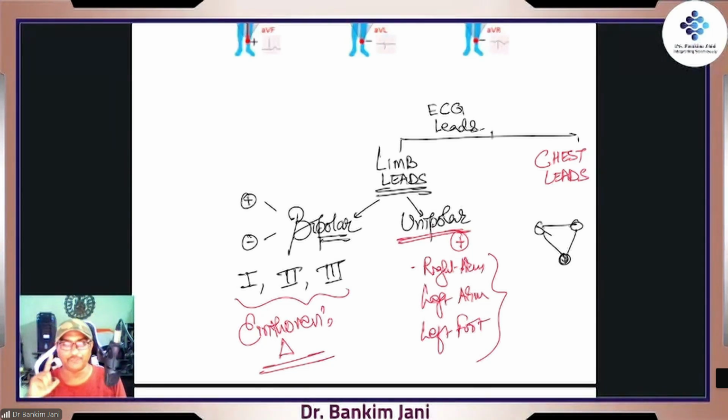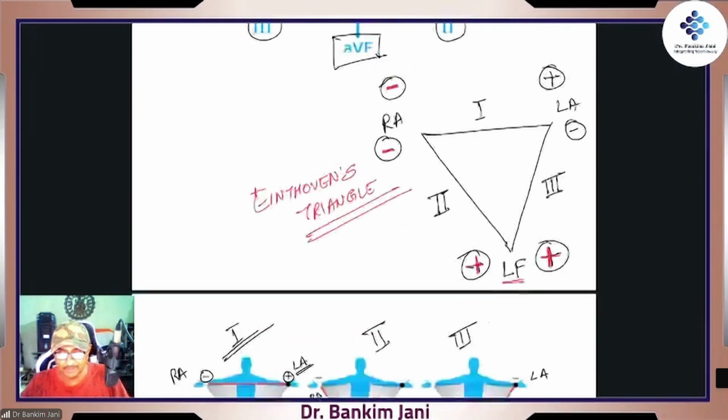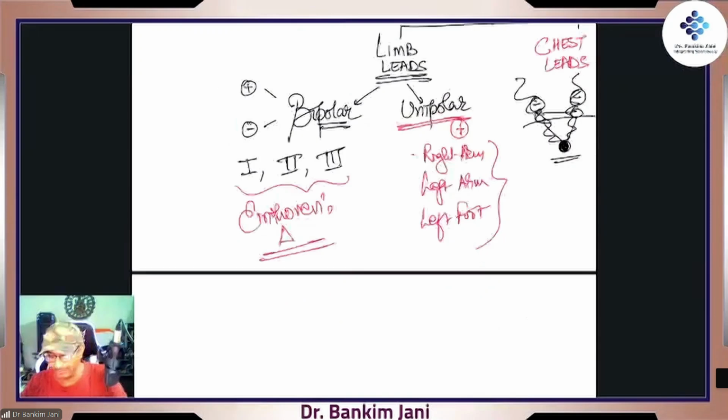This is a bit of physics and a bit of electronics. From here you are sensing or recording. So what if you make both of them minus? Whatever signal comes from here is received by the electrode. But now see it in Einthoven's triangle. I won't mess with that.